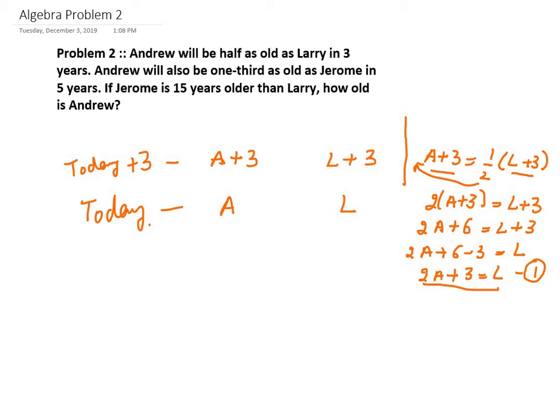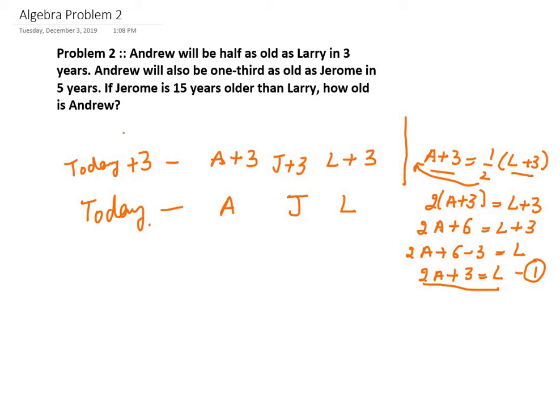Let's look at the second statement. Andrew will also be 1/3 as old as Jerome. Oh, now they're talking about one more person, Jerome, here. So let's put here that Jerome's age today is J, and in 3 years it will be J plus 3, just for the sake of completion, right? So Andrew will also be 1/3 as old as Jerome in 5 years.